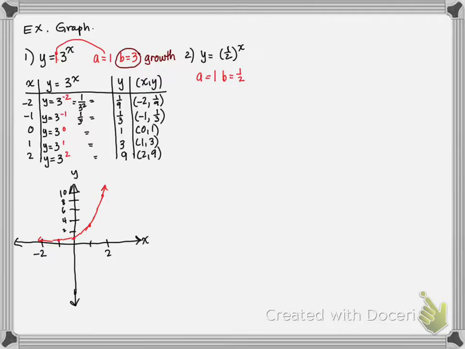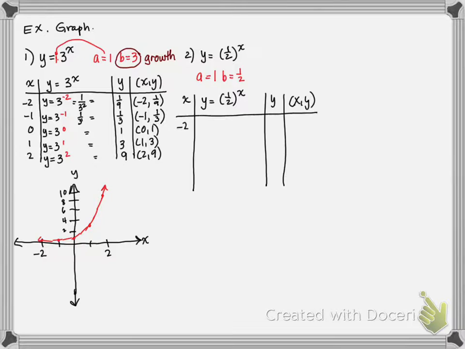All right, so let's do our table. So we're going to have x, and we'll have y equals 1/2 to the x power. We get results and combine them up for an ordered pair. And I'm going to use my 5 favorite.